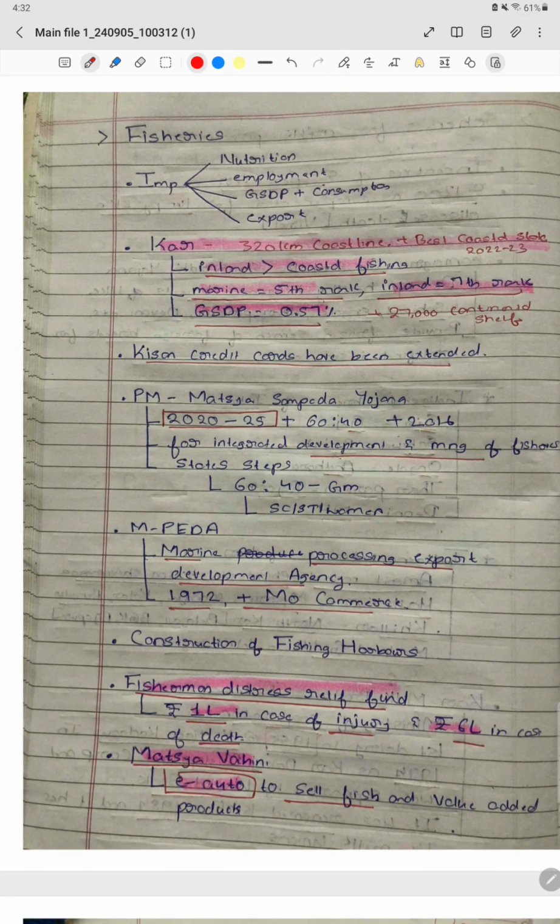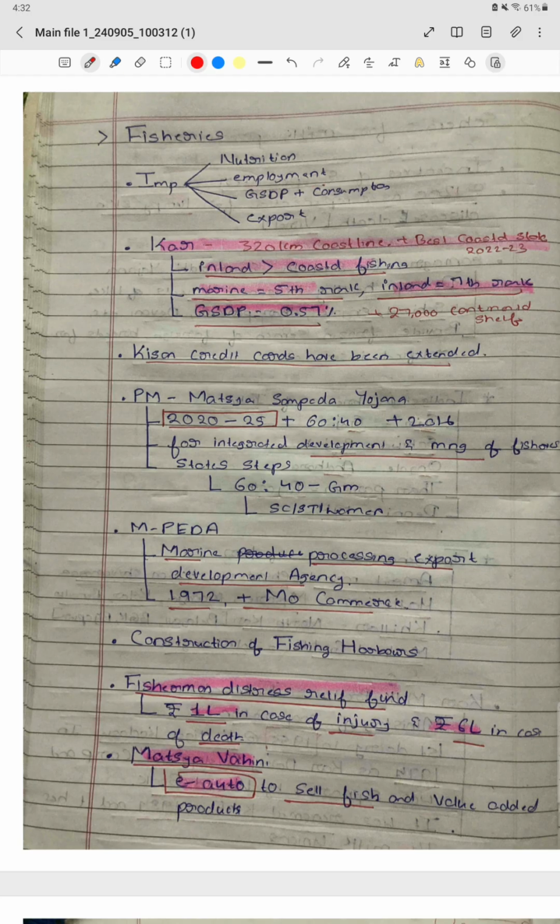Then we go to the fishery sector. Karnataka has a coastline of around 320 kilometers, and we have also been awarded the best coastal state for the year 2022-2023. In Karnataka, inland fishery is more productive than coastal fishing. Means in the coast we produce fewer fish than in the inland tanks. If we look at the ranking, the inland ranking of Karnataka is 7th, while the marine ranking is 5th.